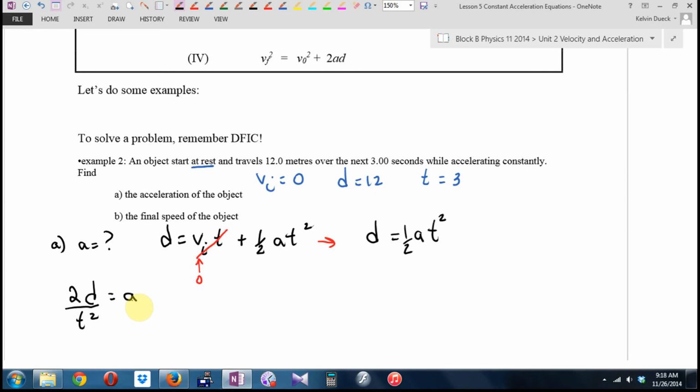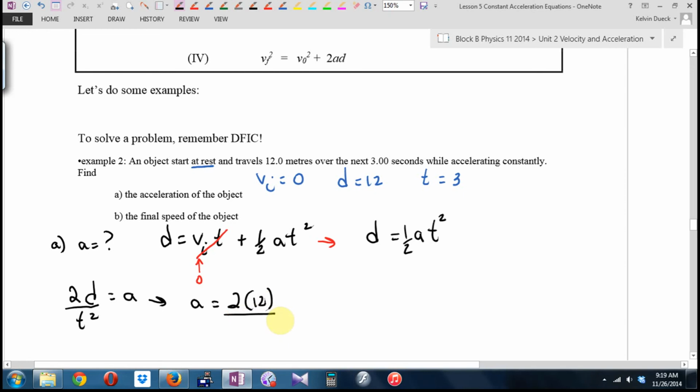Now, the D stood for list your data. F stood for find a formula. We have. I stands for insert the numbers. There's a 2. What's d? You shouldn't have to think too hard. We listed everything. Now it's plug and chug. 12 over, what's t? 3, and what had I better not forget? Squared, yeah. Good. Now go to your calculator. Try and figure out how to type that in on your calculator. I'm going to pause for a second, then I'm going to go to mine.